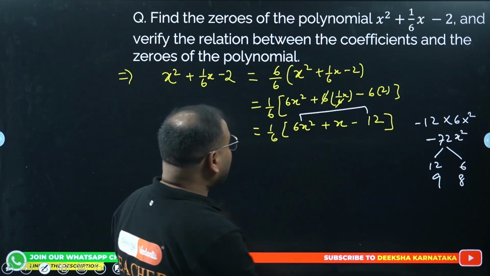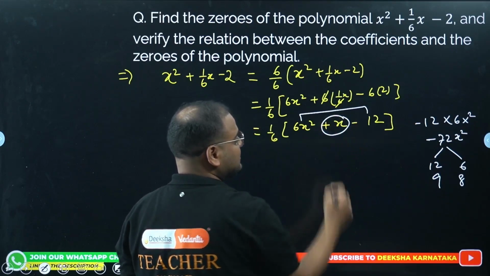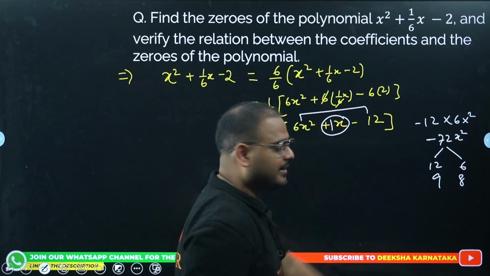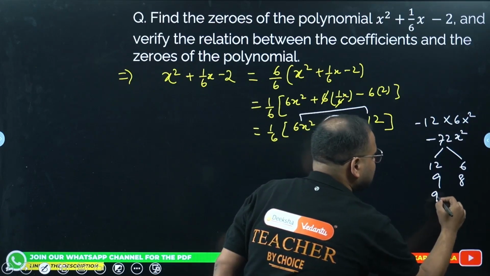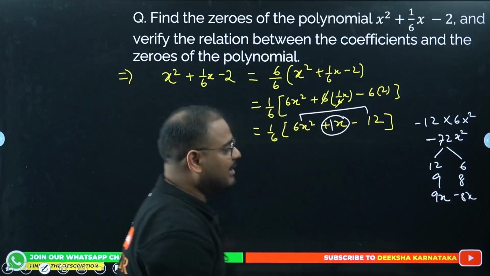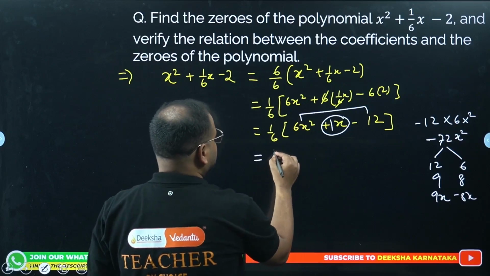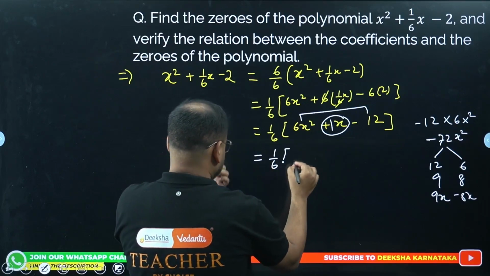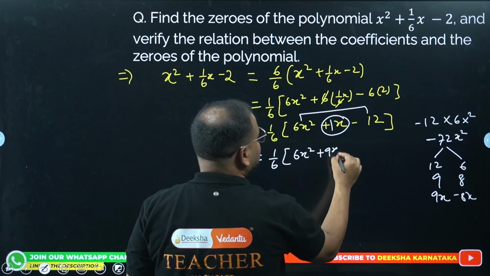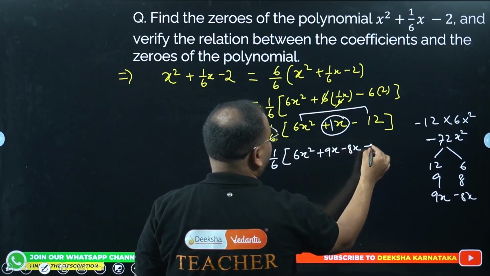But how can I get plus x? What x? Plus 1x from 9 and 8. If I take 9x and 8x with 9x positive and 8x negative, I will get this. So I'll write this as 1 by 6, 6x square plus 9x minus 8x minus 12.